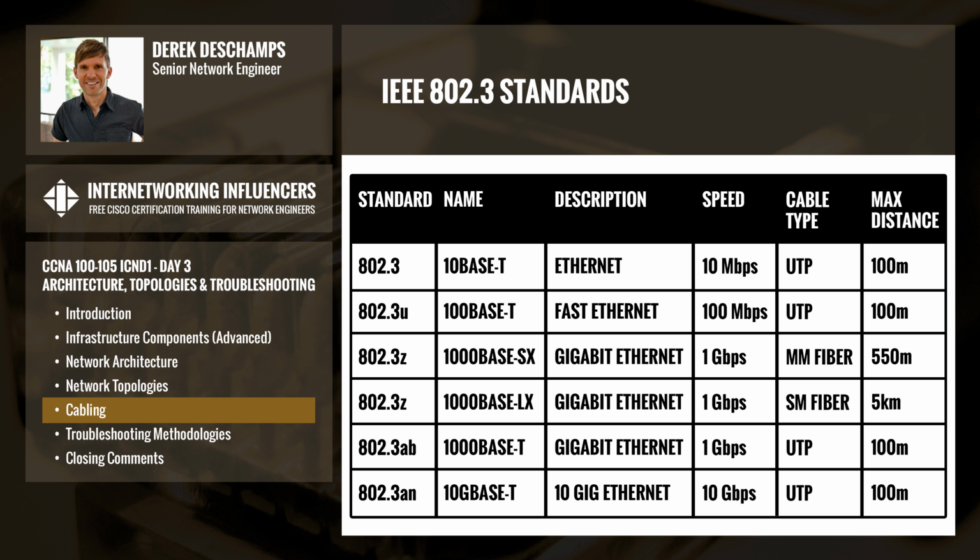802.3u, also referred to as 100BASE-T, which defines Fast Ethernet. 802.3z, which covers gigabit Ethernet over both multimode and single-mode fiber. 802.3ab, also referred to as 1000BASE-T, which defines gigabit Ethernet over UTP cable. And lastly, 802.3an, or 10GBASE-T, which defines 10 gigabit Ethernet over UTP.